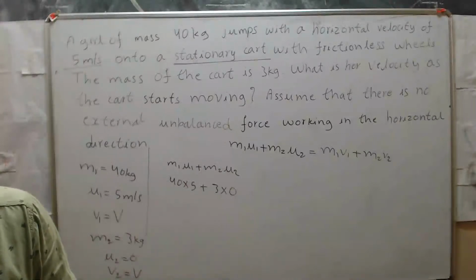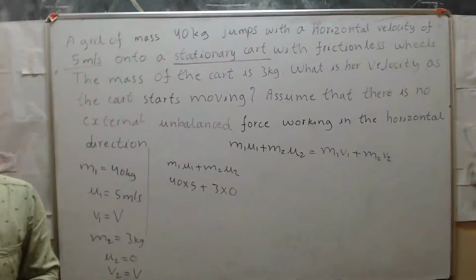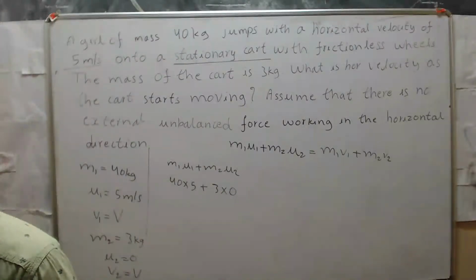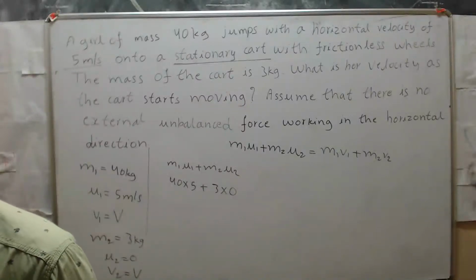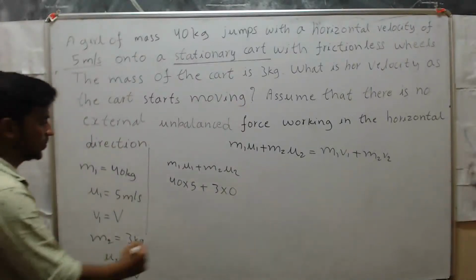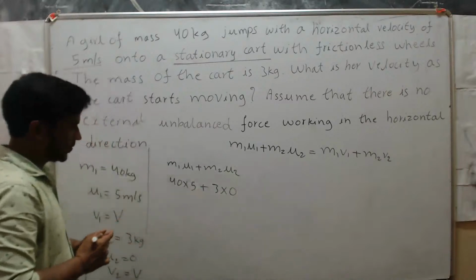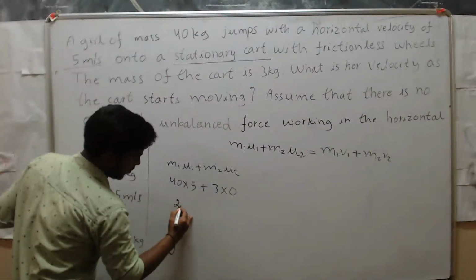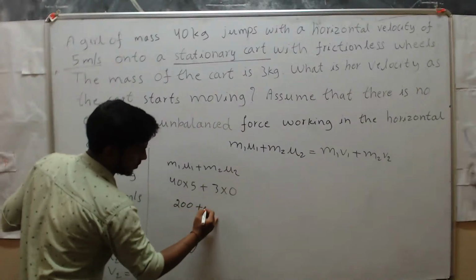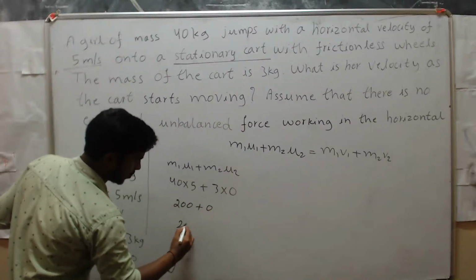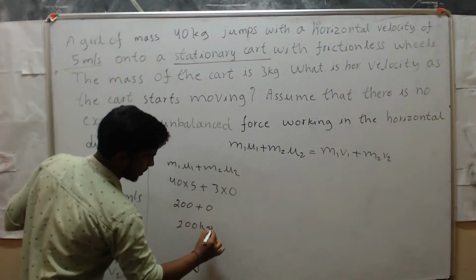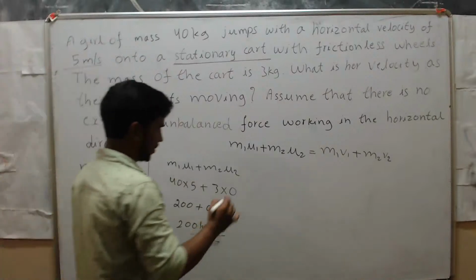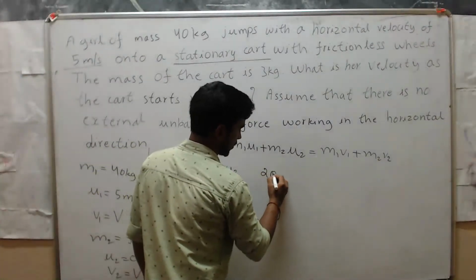Yes, sir, 200 kg meter per second. Very good. Okay, see here, 40 into 5, 200 plus 3 into 0, that is 0. So finally 200 kg meter per second. So this is the initial momentum. I will write here 200.